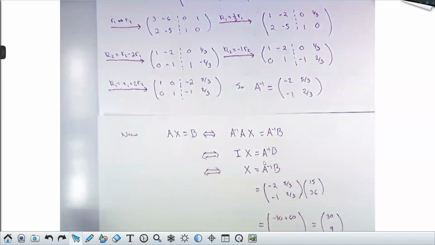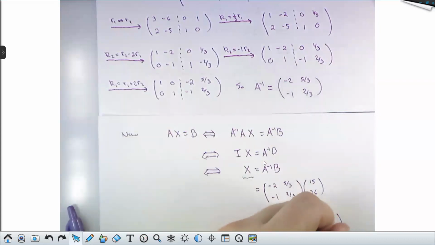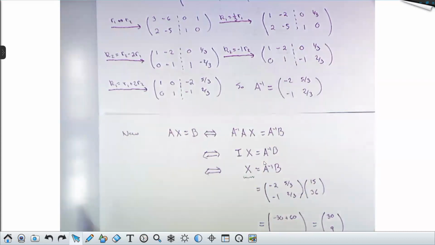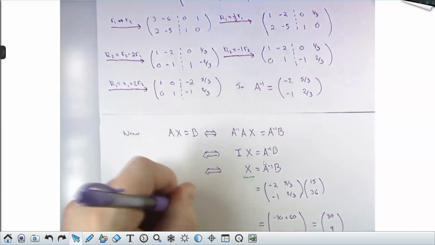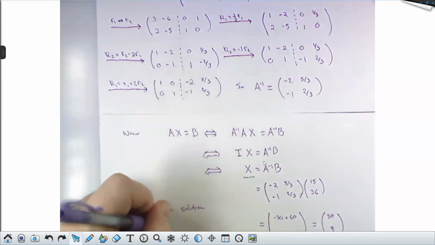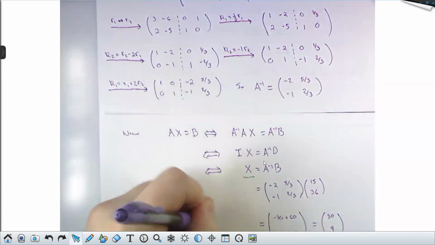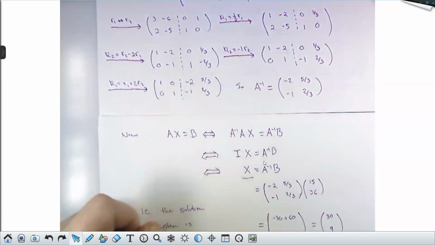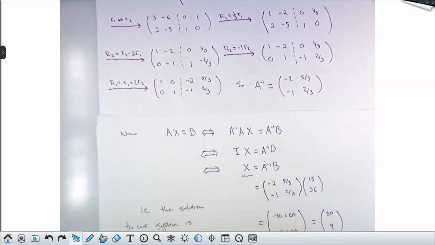So the matrix of solutions X is 30, 9. In other words, the solution to our system is little x equals 30, and little y equals 9, or the ordered pair 30, 9, like this.